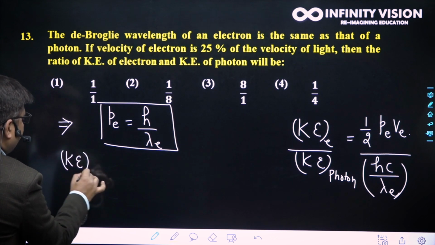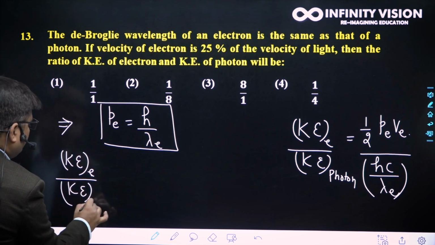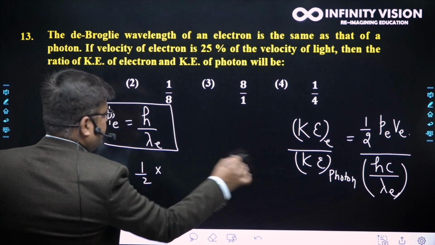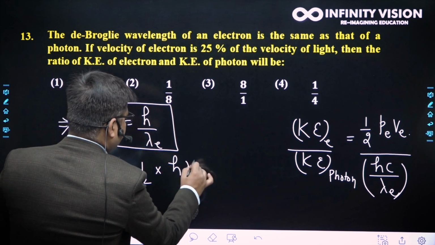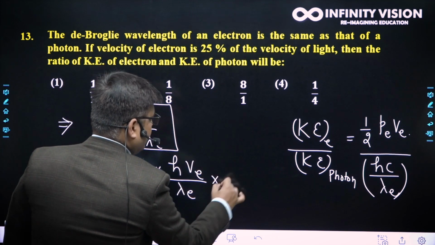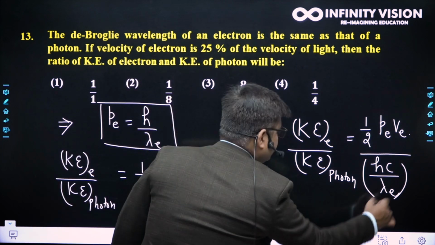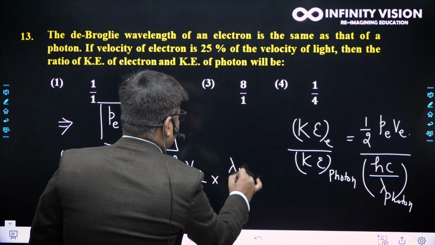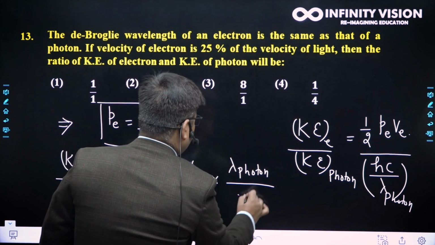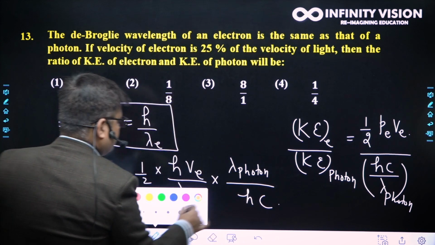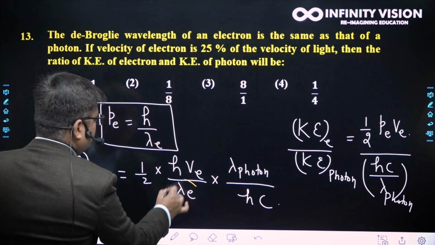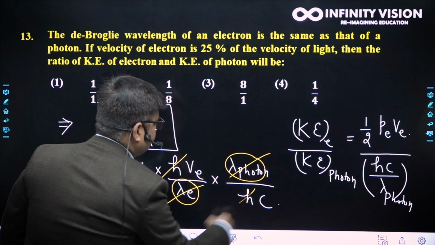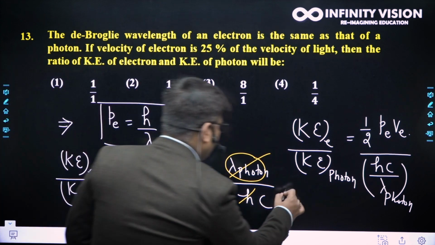So kinetic energy of electron upon kinetic energy of photon will be half into p, which can be replaced by h by lambda_e, and here lambda photon will go in the numerator, and here will be hc. Now in the question it is given that the de Broglie wavelength of electron and photon are same. So this term will be cancelled out. Planck's constant term will be cancelled out. So the expression will be v_e upon 2c.